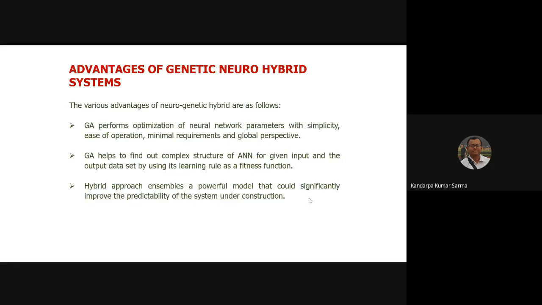Now, what are the plus points? We will see here that the GA performs the optimization of the neural network parameters with simplicity, ease of operation, minimal requirements and global perspective. Then GA helps to find out complex structures of the ANN for the given input and output data set by the use of its learning rate as a fitness function. Then the hybrid approach will combine a powerful model that could significantly improve the predictability of the system under construction.